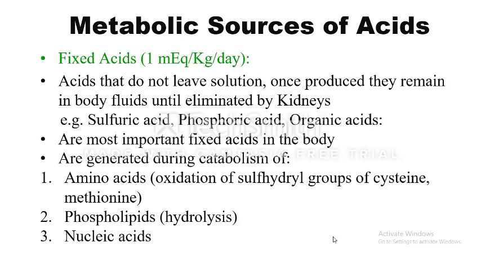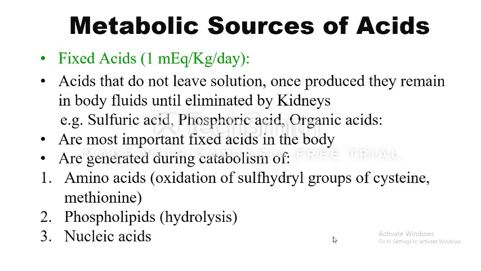The other type of acid that is produced metabolically in our body is fixed acids. As the name indicates, they cannot be removed very easily. Their amount in our body is 1 milliequivalent per kg per day, which is less than the volatile acid. Acids that do not leave solution once produced remain in the body fluid until eliminated by the kidneys.